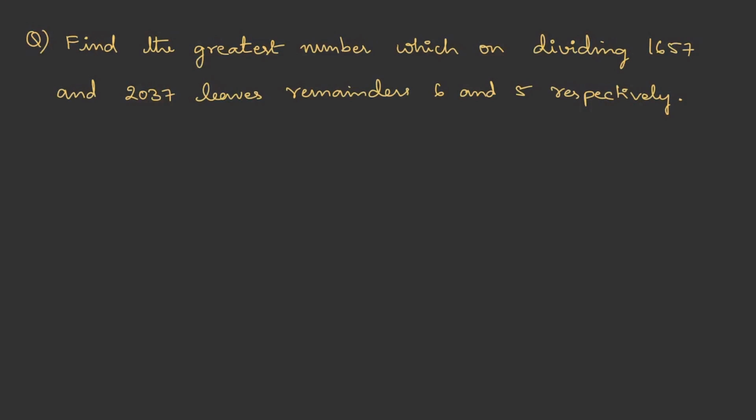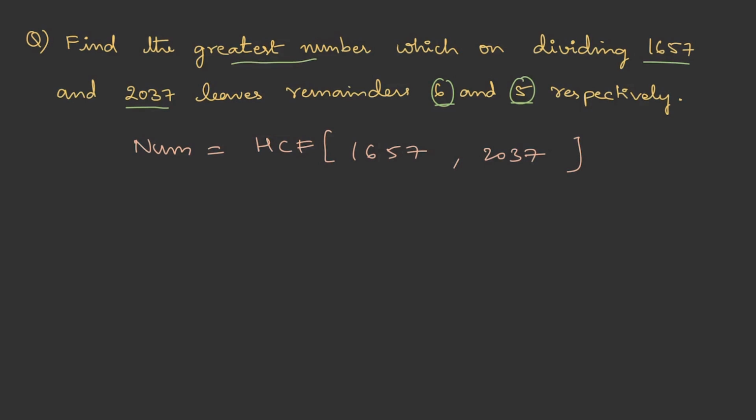Find the greatest number which, on dividing 1657 and 2037, leaves remainders 6 and 5 respectively. In the question, they are asking us to find a number. The number is the greatest number which can divide both. Therefore, we need to find the HCF of 1657 and 2037 with some remainders. What it means is that when we are dividing, that greatest number is not exactly divisible by these two numbers. It is leaving the remainders.